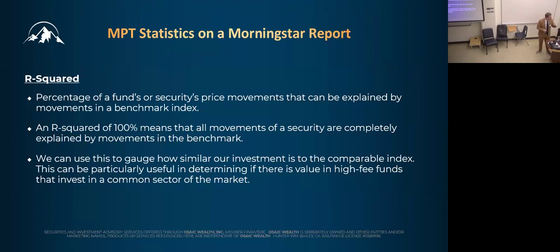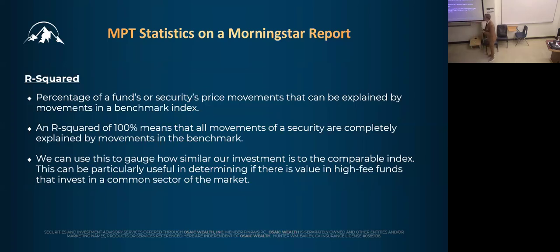So next we're going to talk about something called R squared. R squared is one of the hardest ones to explain sometimes, but the idea is R squared is the percentage of a fund or security's price movements that can be explained by movements in a benchmark. So it's like, okay, I have this stock and it went up by 30%. How much of that was due to the stock being inherently more valuable, or did the market really just have a big up day?